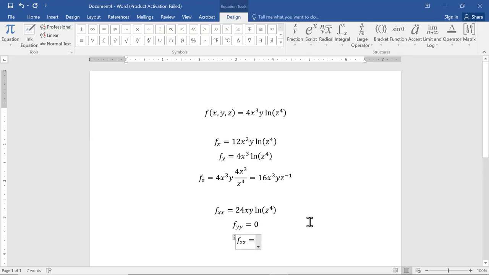Let's do zz. And again, I'm going to use this version. So I take the first derivative with respect to z, second derivative with respect to z, the -1 is going to come out front. I'll get -16x to the third y times z to the -2 power.